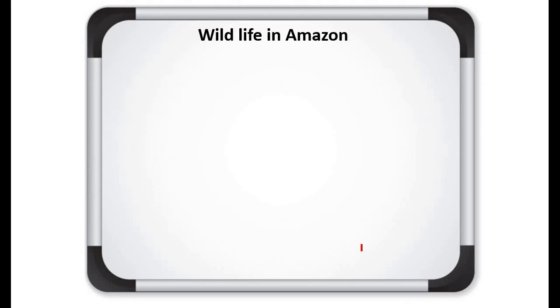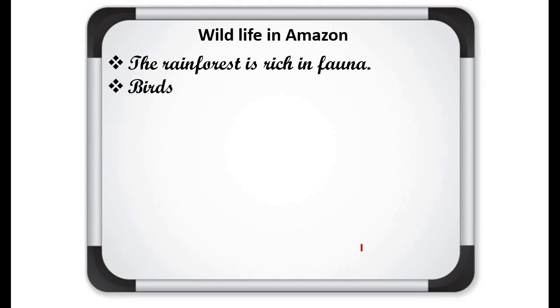Now we will discuss wildlife. The rainforest is rich in fauna. Already I have told you the meaning of fauna and flora. Flora means vegetation and fauna means wildlife. So thick forests are found, and definitely a large variety of animals, birds, and insects are found in this forest.